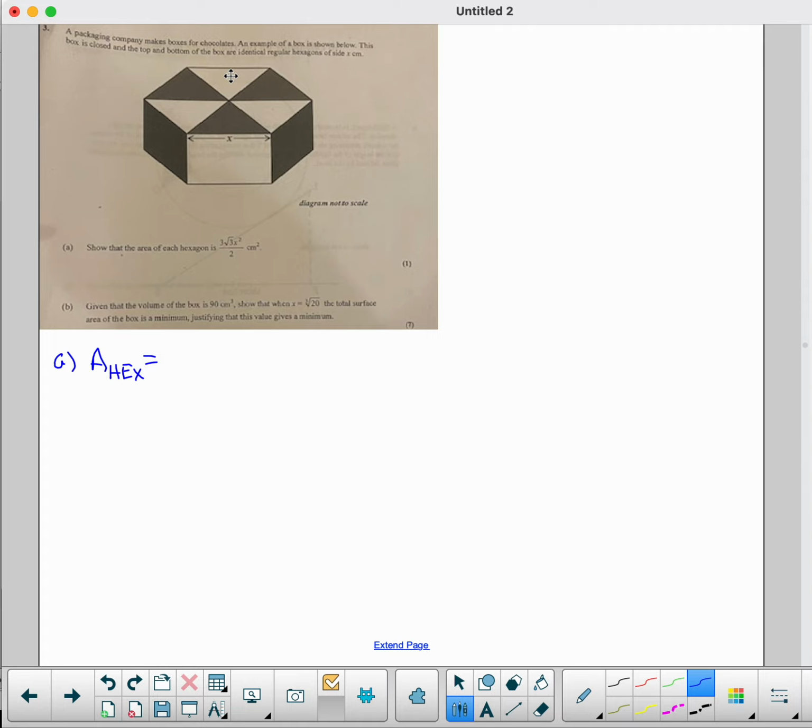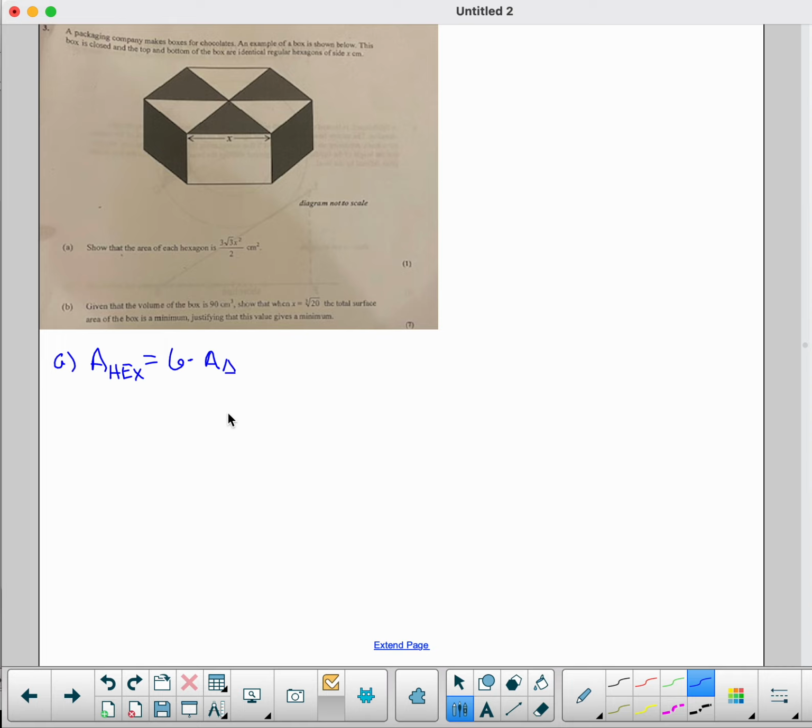Since it's regular, all of these triangles are exactly the same size. There's 6 of them. That means that all of the angles in the triangle are 60 degrees, because 360 divided by the 6 angles here is 60. And we know that it's an equilateral triangle because it's a regular hexagon. So the entire hexagon would be 6 times the area of a single triangle.